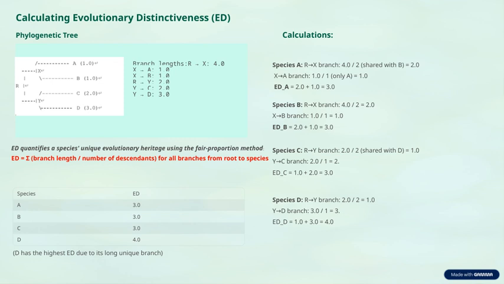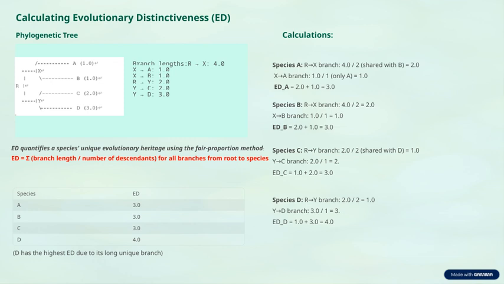For example, look at species A. It shares the initial branch from the root, R, to X, which is 4 units long. With B, since both A and B descend from that branch, we divide the length equally, so each gets 2. Then, from X to A, there's a 1-unit branch unique to A, so A gets the full one there. Adding those up, A's ED totals 3. Similarly, for species B, the calculation is the same. The shared branch contributes 2, and the branch to B adds 1, totaling 3 as well.